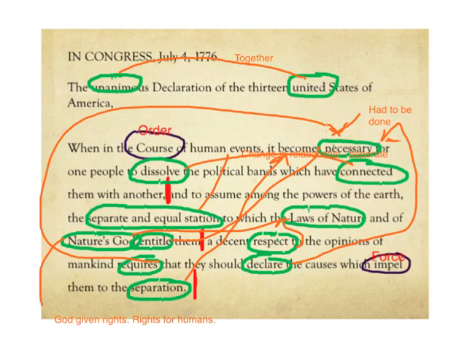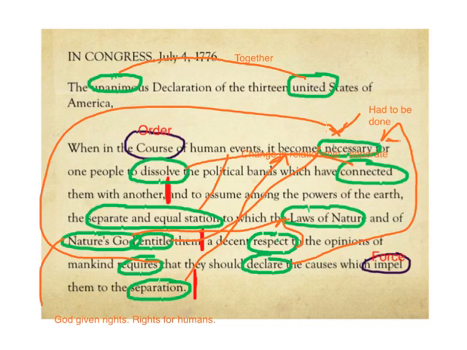In Congress, July 4th, 1776, the unanimous declaration of the 13 United States of America. When in the order of human events, it becomes necessary for one people to dissolve the political bands which have connected them with another.